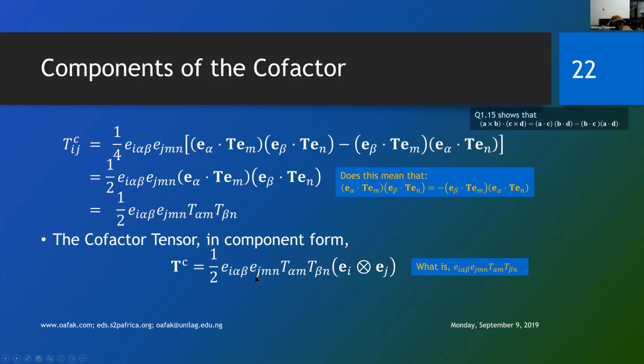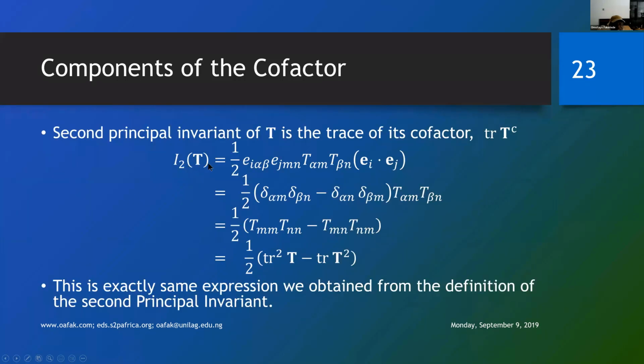So you now have to find a way to express this in terms of the deltas, and it is in your notes. You can express this product in terms of the deltas, and when you do that, we have tried to find the trace, which is the second principal invariant, is the trace of the cofactor. So you now have E I dot E J, which gives you delta I J, which makes I and J the same. And therefore, once you do that, you have this expression here.